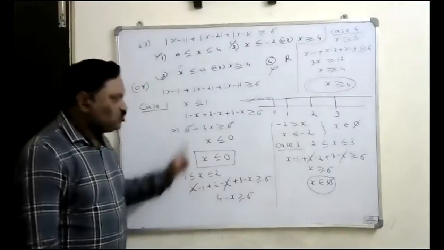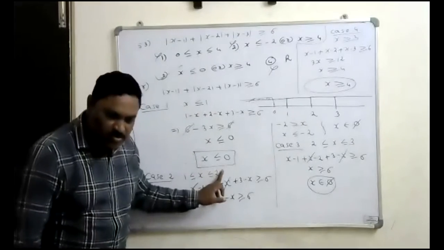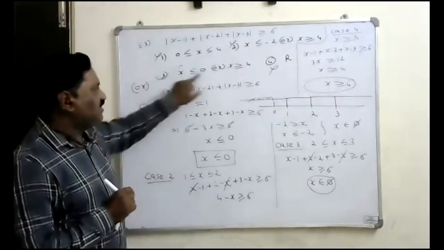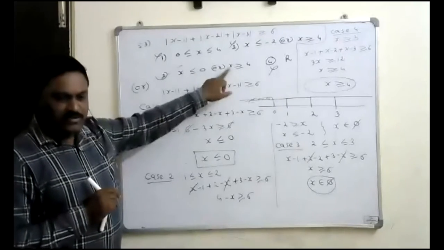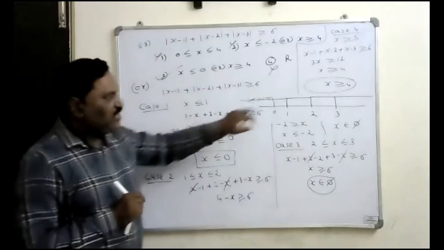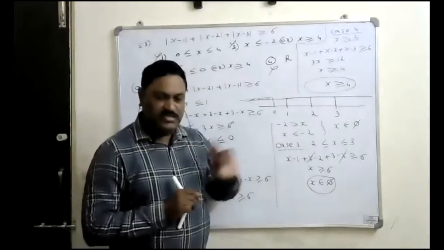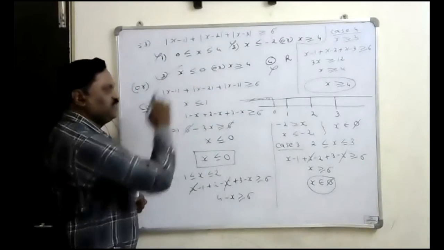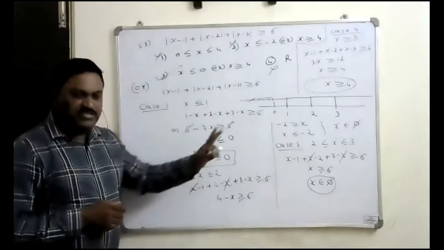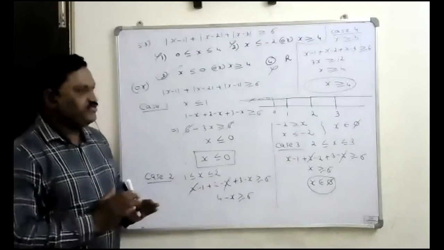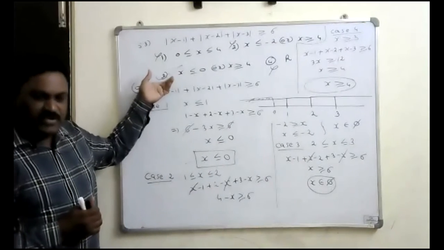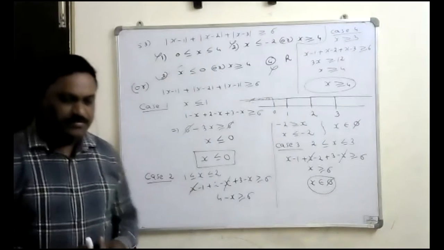Therefore, I got two solutions: either x is less than or equal to 0, or x is greater than or equal to 4. That is the only exact answer we got. Only these two cases are possible. Understand? This is the original method if there is a modulus. Otherwise, we can go to the elimination method and easily identify the answer. Okay, take that.